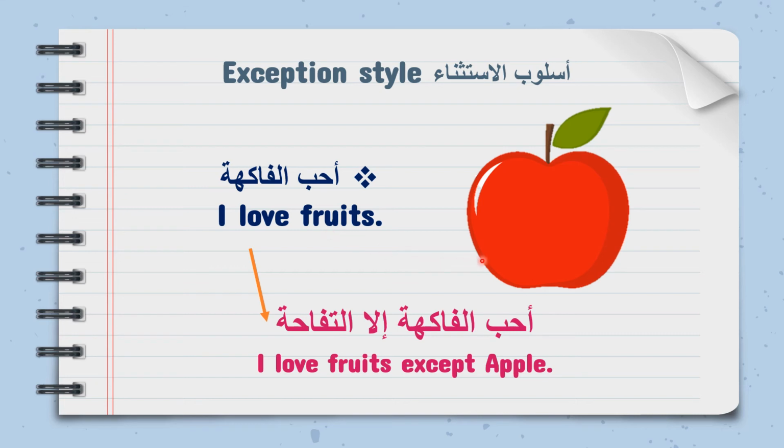First, we write the first two words of the original sentence which remain the same. أحب الفاكهة. I love fruits. Then comes the exception tool إلا, which means except. And then comes the excluded noun, which in this case is apple. التفاحة. We get the sentence أحب الفاكهة إلا التفاحة. I love fruits except apple.